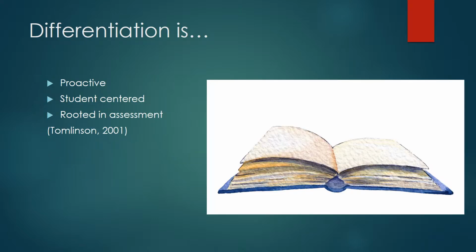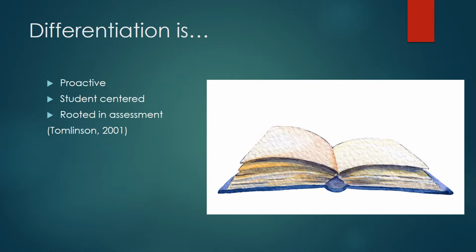To me, differentiation is three things. It's being proactive, it's being student-centered, and it's rooted in assessment. And this is also from Tomlinson. When I talk about proactive, I mean just understanding that when the lesson starts, you can't assume that students have the same needs. You need to assume completely different needs throughout the whole entire lesson. If you assume that, you can be prepared for anything. So being proactive in that assumption and not waiting for it to happen and then having to react, but being prepared for that different form of learning.